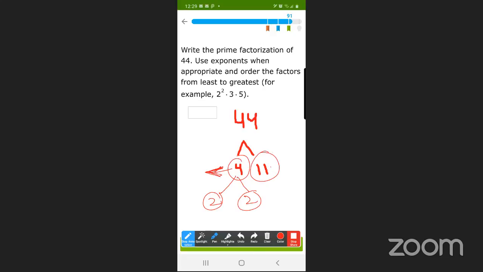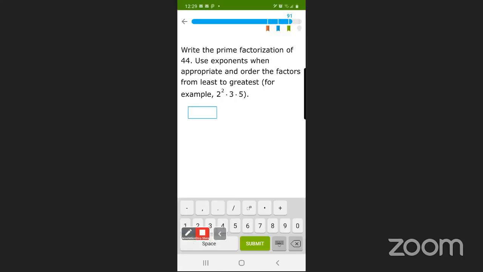Is that right? And from the least to the greatest, what we will do is write 2 to the power of 2 because it's 2 times 2. And then the other one, dot 11. Because if you multiply them, then you get 44. Yes. So basically what it's showing you is 2 times 2 times 11.